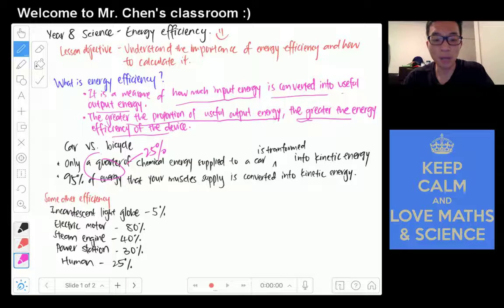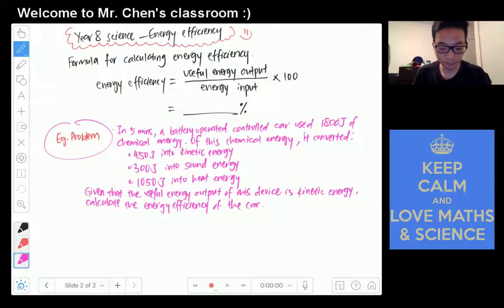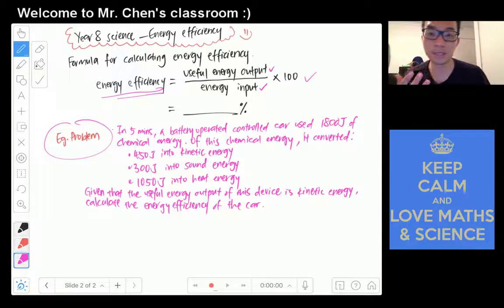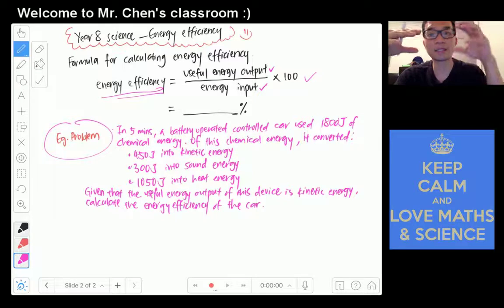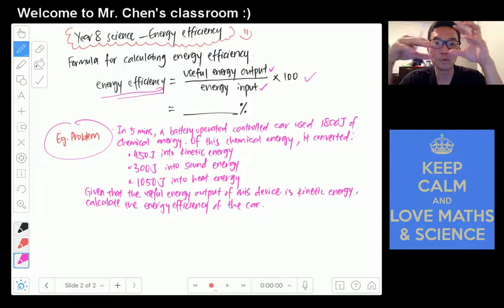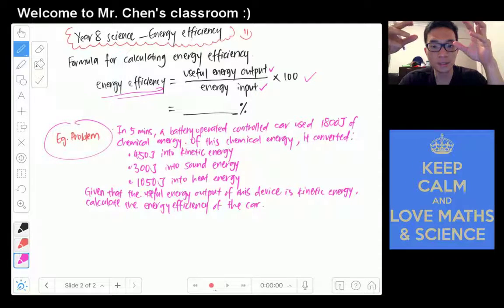Next, I am going to move into how to calculate it. To calculate energy efficiency, there is a quite simple formula. Energy efficiency is useful energy output over energy input, multiplied by 100%. What it means is you take the useful energy output, which is energy that has been transformed, over the total amount of energy that you put in, multiplied by 100, and you get the result.